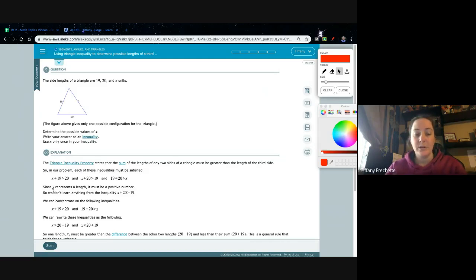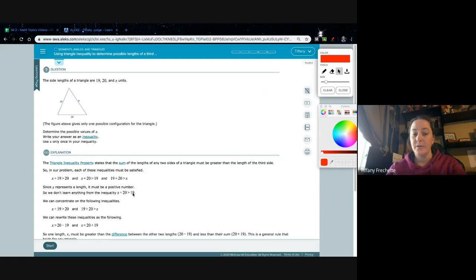So then they say that x must represent a length. It must be a positive number, so we don't learn anything from the inequality x plus 20 is greater than 19. Part of that is because 20 is already greater than 19. So we don't really learn very much from this one, because this could really be any number greater than 1, basically.